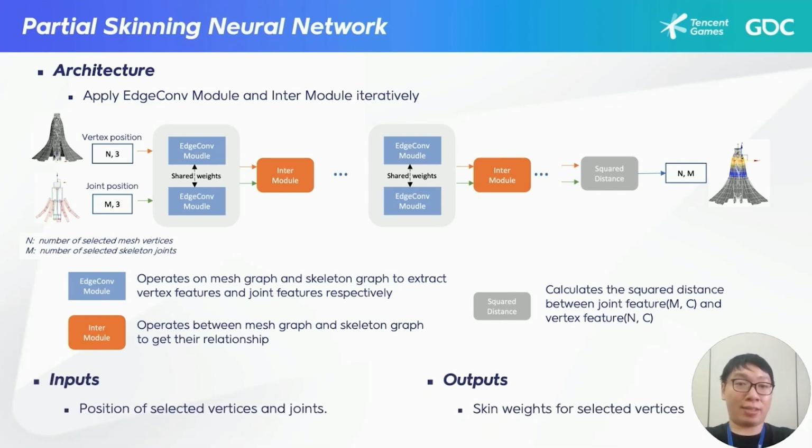The neural network takes the positions of selected vertices and joints as inputs and produces skin weights for selected vertices as outputs. And the loss function is the KL divergence. In contrast to complex architecture of the full skinning neural network, partial skinning neural network enhances the local features of vertices and joints and the relative relations, improving the generalization ability of the neural network. So the partial skinning neural network is simpler than the full skinning neural network.